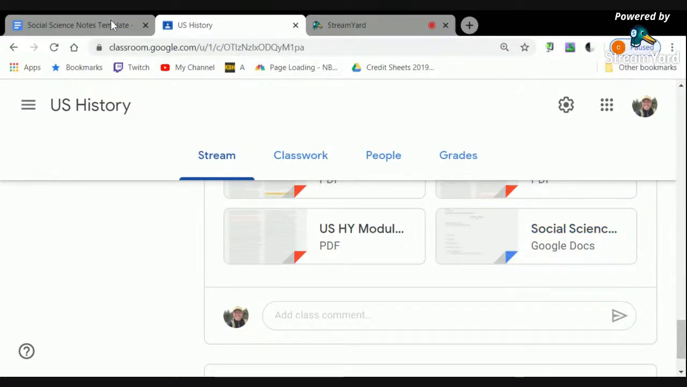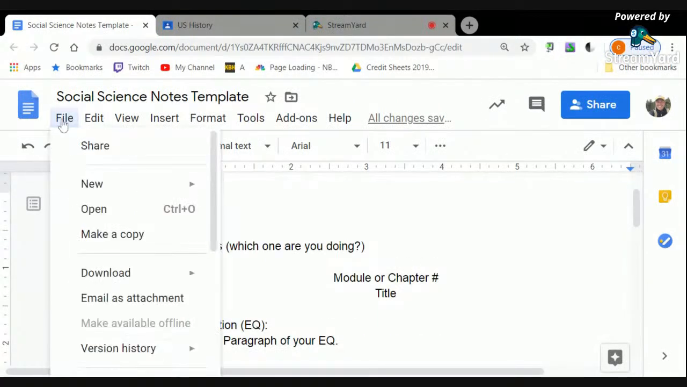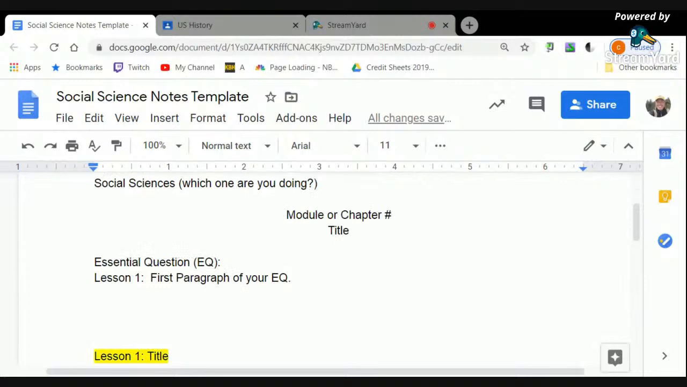All right, so to take notes, you're going to make a copy of this. So file and make a copy of this document. As you're filling this out, please make sure that you're making a copy, put your name on it. You're going to put your name, the date, put my name, and sometimes if you're an Atlas student, Mr. Salinger wants to see his name on it as well. Then tell me what class you're taking, and in this case, we're going to be working on US history. You're going to type down the module number or the chapter number, and then the title of the chapter.